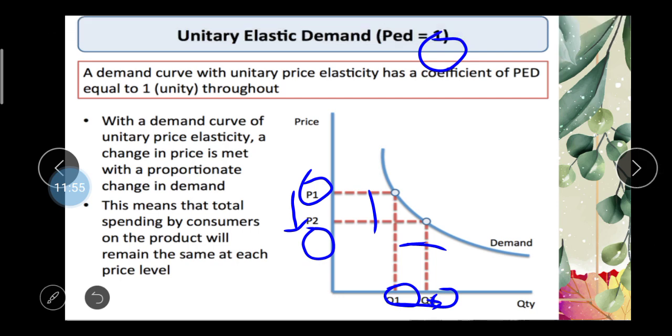So with the demand curve of unitary elastic demand, a change of price is met with proportionate changes in demand. This means that the total spending by the consumer on the product will remain the same at each price level. So if the price is higher or lower, there are the same changes in the demand of the product, right? So it's called unitary elastic demand.